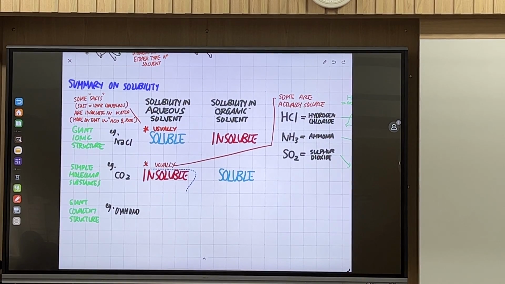Diamond will not be soluble in either. There are no exceptions here. It must be insoluble in water, if not it would not be that expensive, diamond. It will also not dissolve in organic solvent.